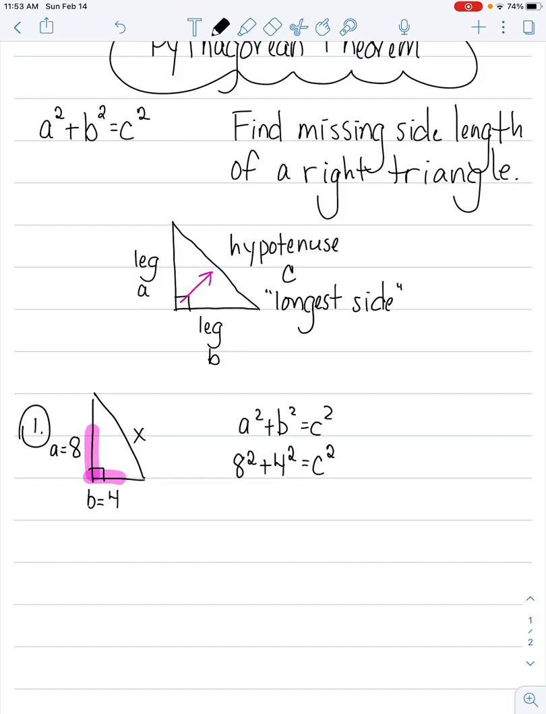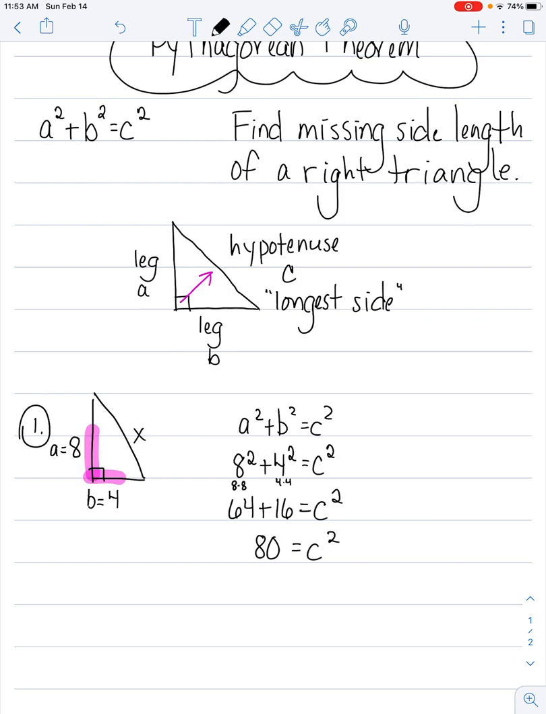Now I'm going to take you step by step on these. Some calculators you can just type it right in, but again I want to show you step by step. 8 squared, which really means 8 times 8, is 64. 4 squared, remember we learned this recently. Oops, I wrote the answer instead of the problem. Which really means 4 times 4 is 16, equals c squared. So now I'm going to add 64 plus 16 is 80, equals c squared.